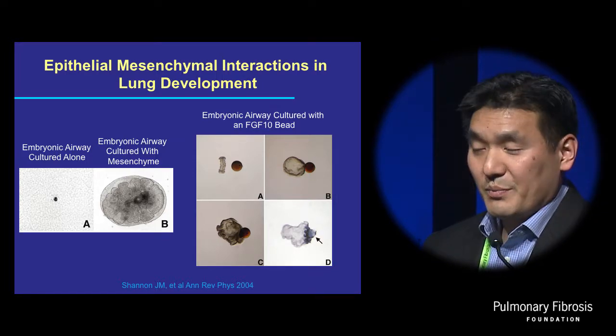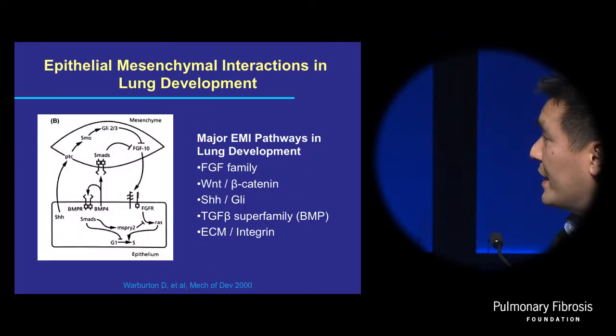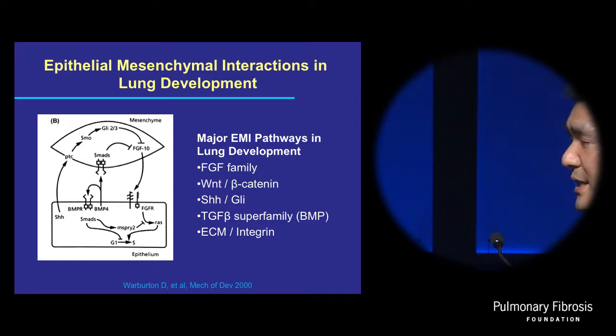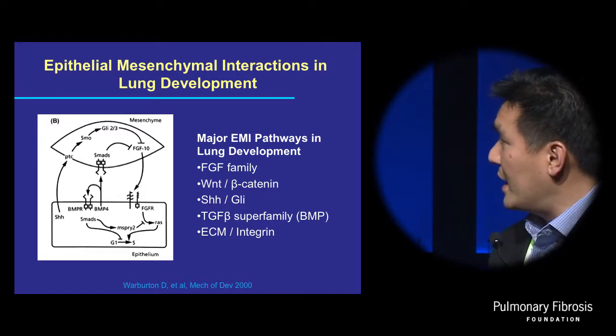And a number of prominent pathways have been worked out, and these are some of them here. The communication goes both ways, both from epithelium to mesenchyme and mesenchyme back to epithelium. Some of the prominent pathways that have been worked out include the fibroblast growth factor family, Wnt beta-catenin, hedgehog, the TGF-beta superfamily, which includes BMP and activins, and an extracellular matrix integrin pathway.